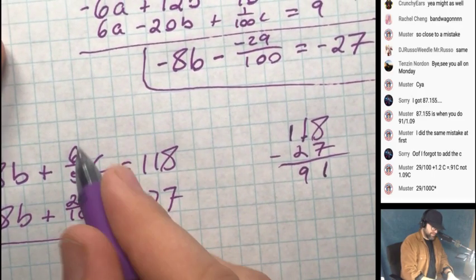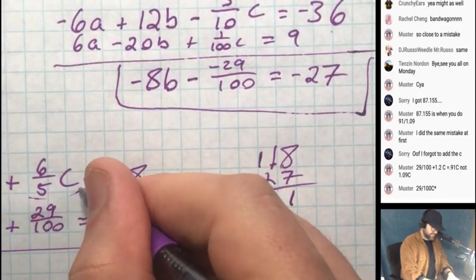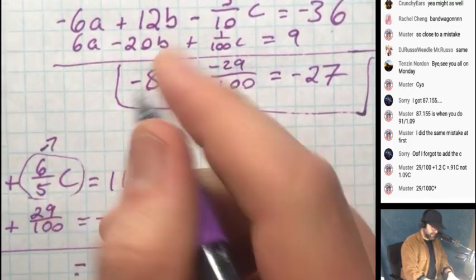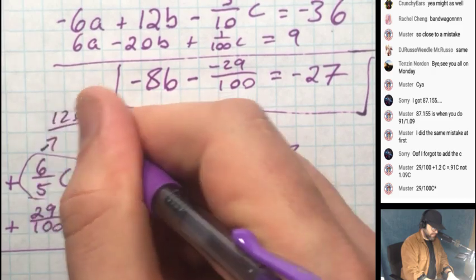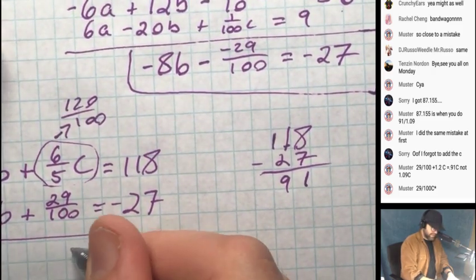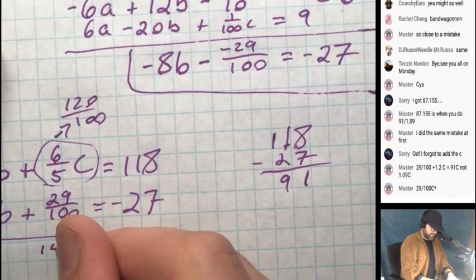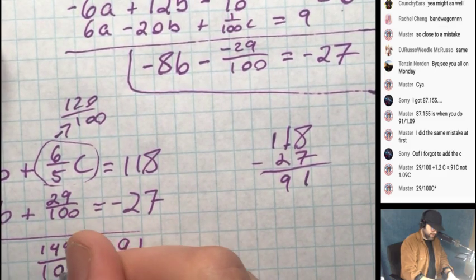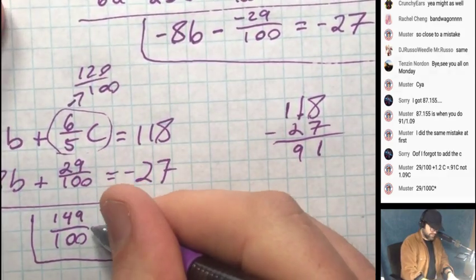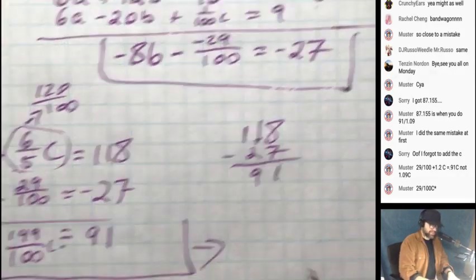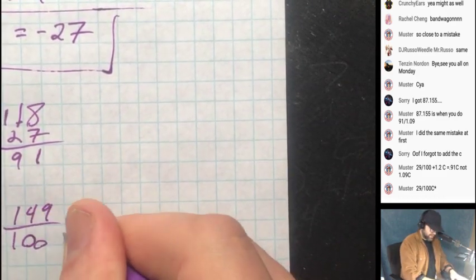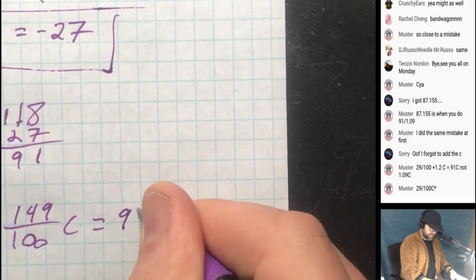And now we have this mess. This 6 over 5 is the same thing as 120 over 100. So 120 over 100 plus 29 is going to be 149 over 100. Okay, so this is our equation for c. Let me rewrite this so it doesn't look like absolute trash. 149 over 100 c equals 91.